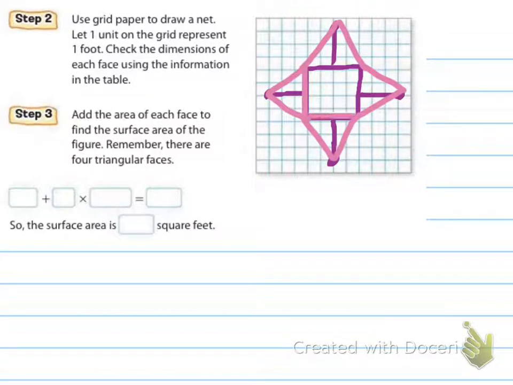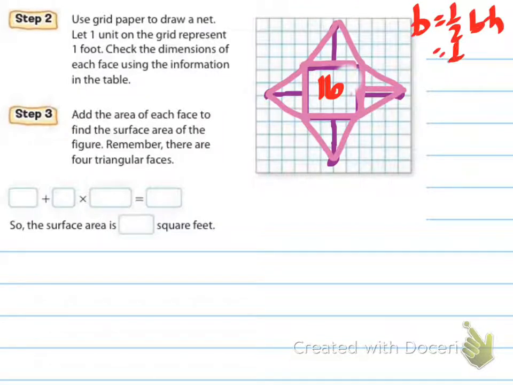So we've got our base, which is the square, a 4 by 4 base, and then we have our triangles, which have a base of 4 and a height of 3. It says add the area of each face to find the surface area of the figure. We know that the area of a square that's 4 by 4 is going to be 16. For the triangles, the area is 1/2 base times height, so 1/2 of 4 times 3. Half of 4 is 2, 2 times 3 is 6. So each of these triangles is 6.